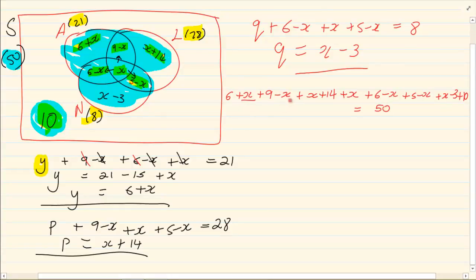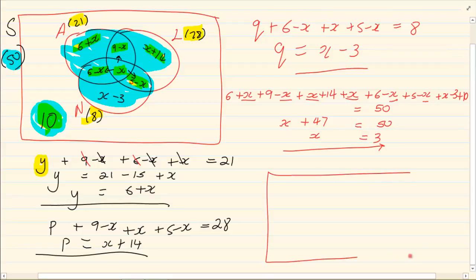Now, if you solve, you would have x plus 47 is equal to 50. That would give us x is equal to 3. Now, we've got x plus 47 is equal to 50, x is equal to 3. Now, redraw your diagram.